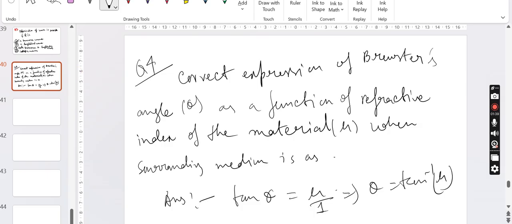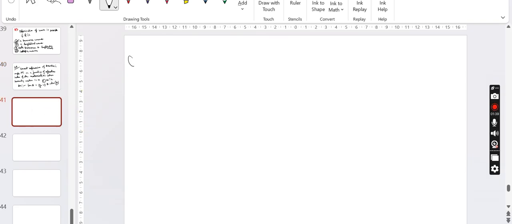Of the different options, theta is equal to tan mu, theta is equal to sin mu, theta is equal to tan inverse mu, theta is equal to cot mu. Only this one is correct. That was option C. Question number 5.